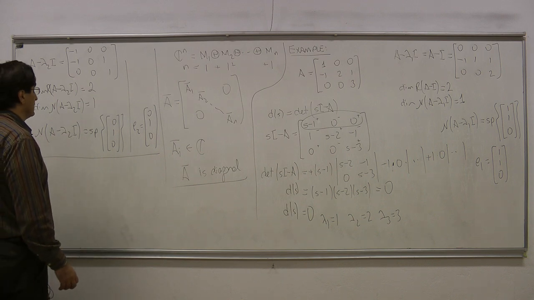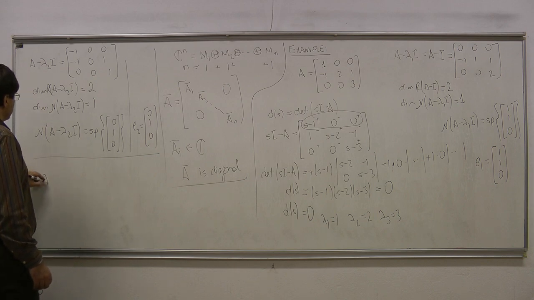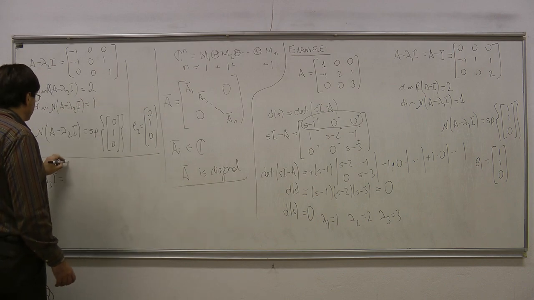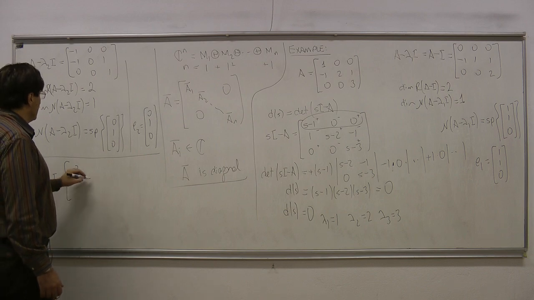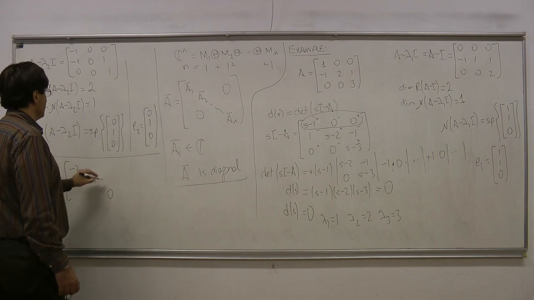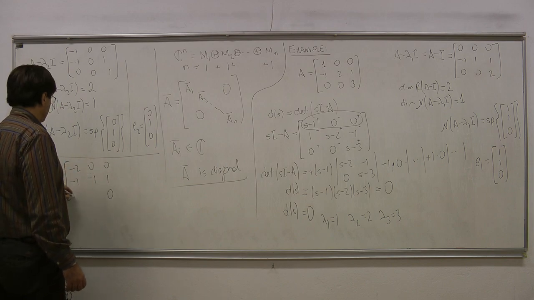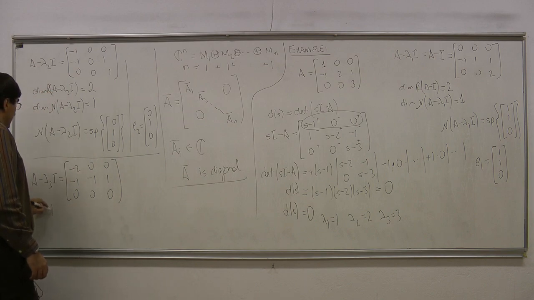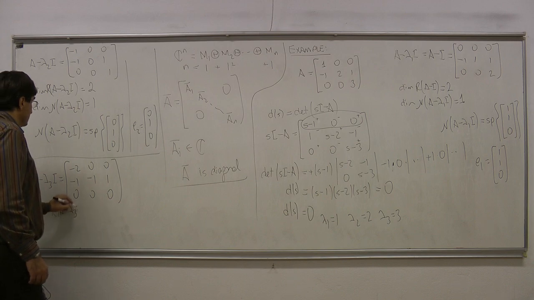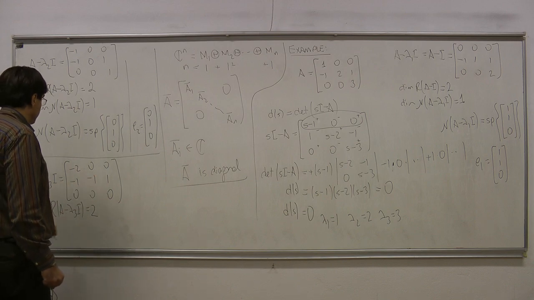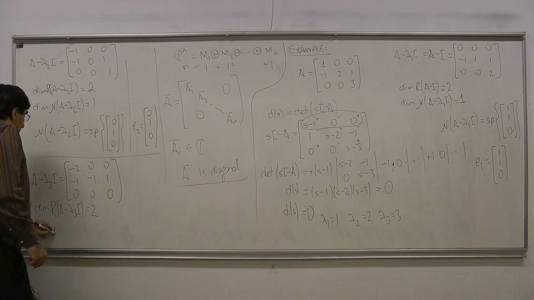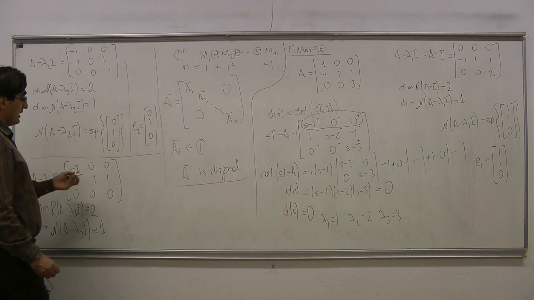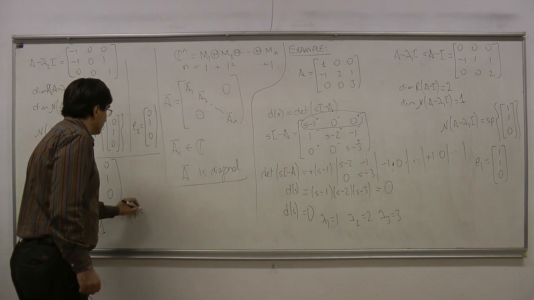Now let me write the third matrix, A minus lambda 3 identity. In this case, I need to subtract 3 from the diagonals of that matrix, and that is going to give me minus 2 and minus 1 and 0. The rest is the same, minus 1, 1, 0, 0, and I have 0, 0 here. And what is the dimension of the range space? What is the rank? It's the same question. It is 2, with 2 linearly independent columns. That means that the dimension of the null space of this matrix, which is the eigenspace, would be 1.